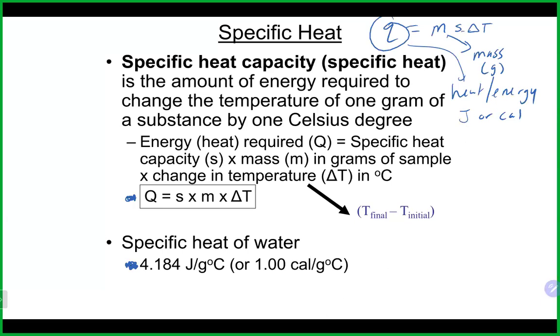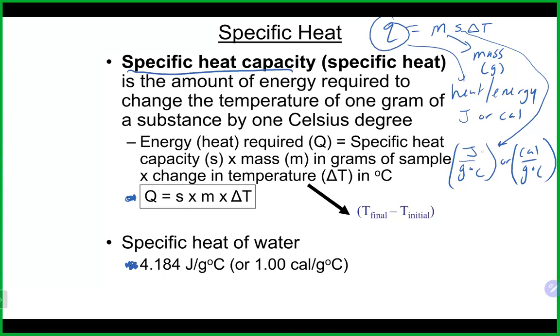So let's go down here. S is the specific heat capacity. It has units of joules per gram per degree Celsius, or calories per gram per degree Celsius. These are the two common units of it. And that is, by the way, the definition of specific heat capacity: the amount of energy required to raise 1 gram of a substance by 1 degree Celsius.